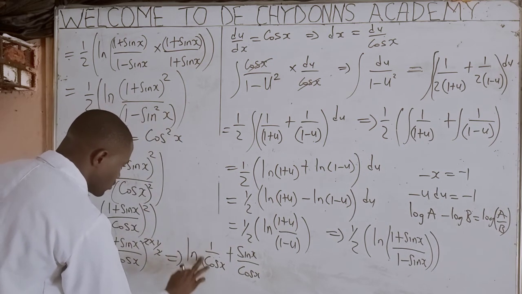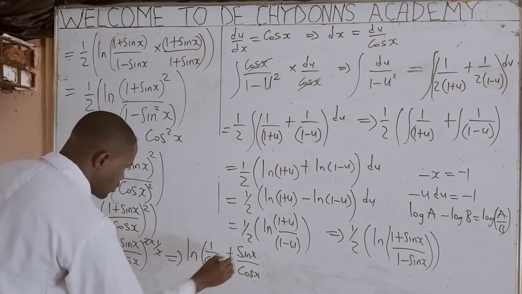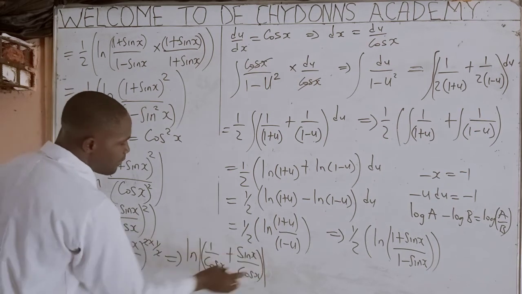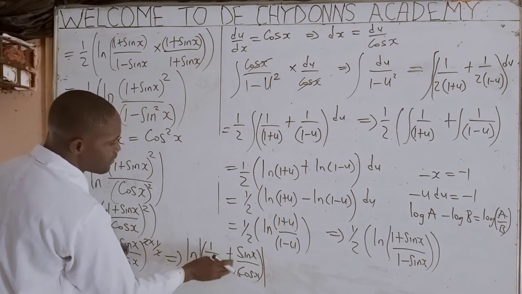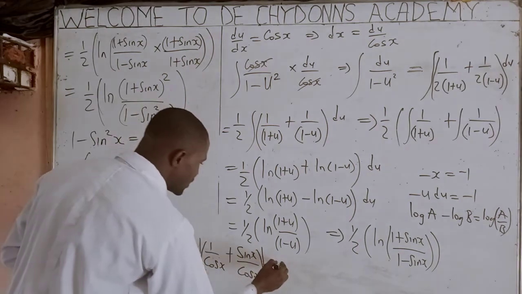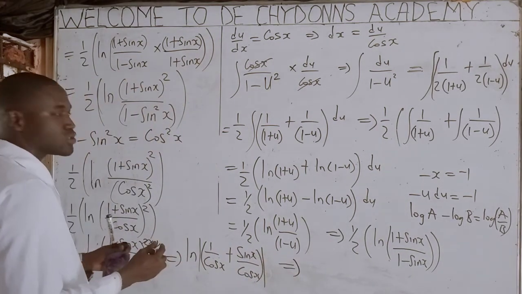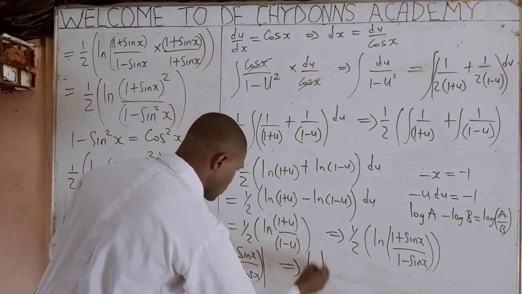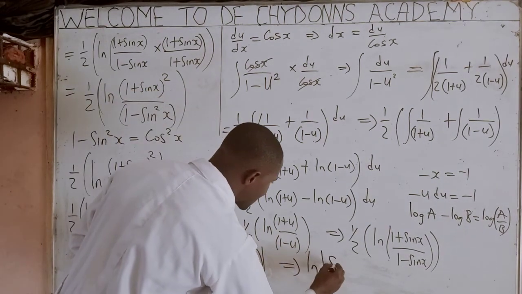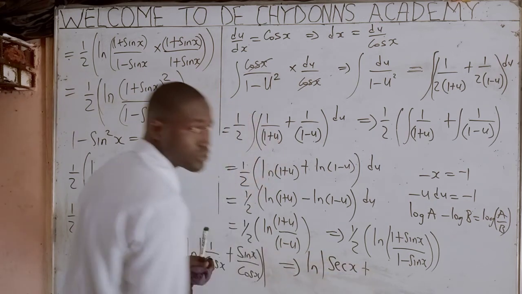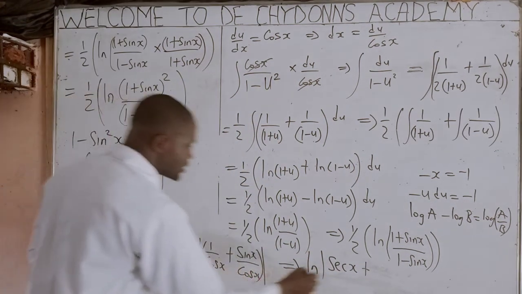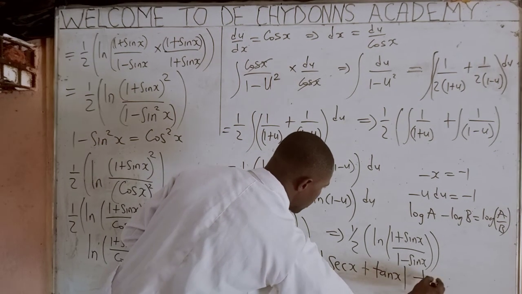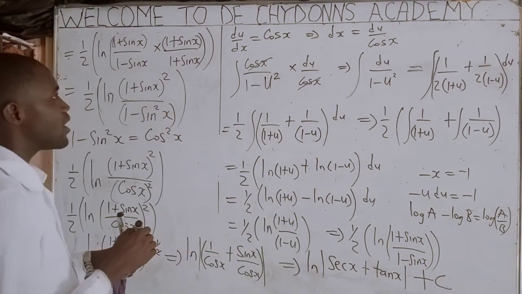We put this double barrel because we don't want anything negative inside here. So we say therefore the final answer will give us ln, 1 over cos x is sec x, plus this over this is what? Tan x. You now say plus c. That is the final answer.